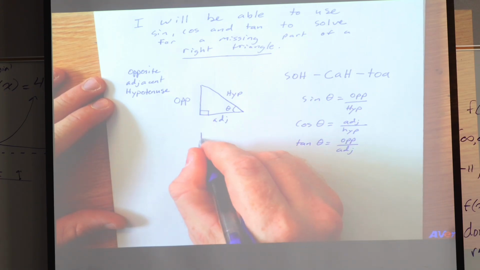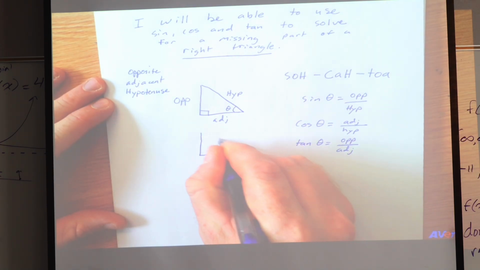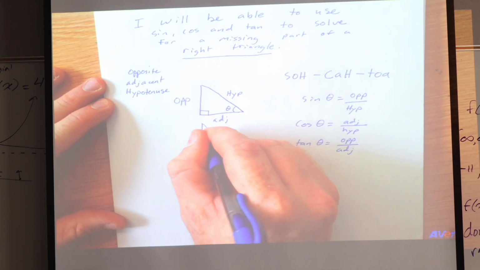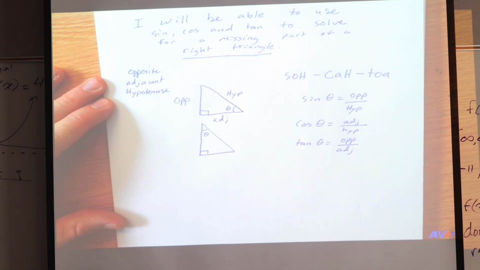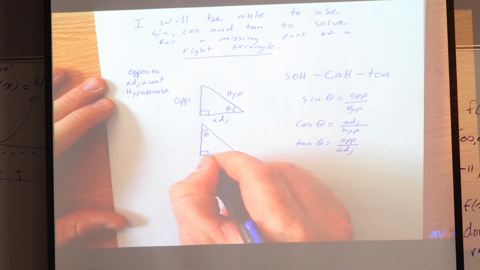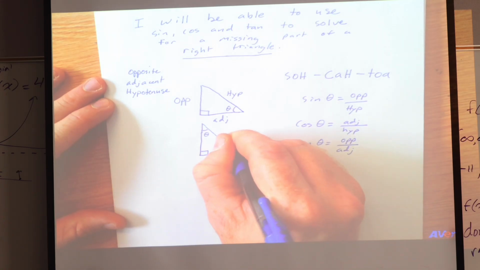Now, if we had something a little bit different, say this is now our reference angle. If we were to shoot the cannonball out, this would now hit opposite. Opposite of our 90 would be our hypotenuse.